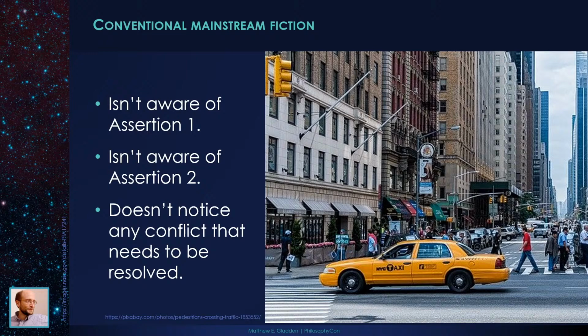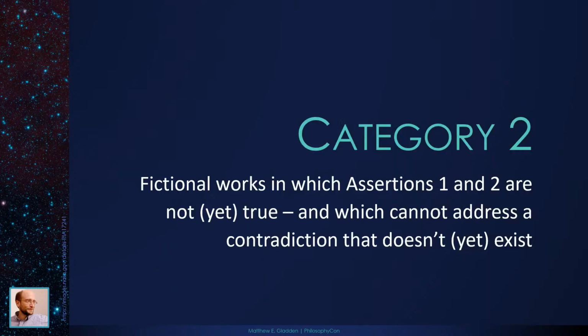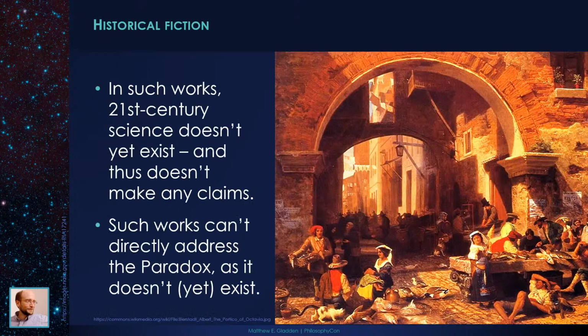For them, the paradox isn't a concern. There is a second category of fictional works in which assertions 1 and 2 aren't yet true, and in which it doesn't make sense to discuss any sort of paradox. One such genre is that of historical fiction, like stories set in the Renaissance or ancient Rome. Here, assertions 1 and 2 are rendered inert because they make claims about what 21st century science tells us, and in such historical fiction, there isn't yet any such thing as 21st century science.